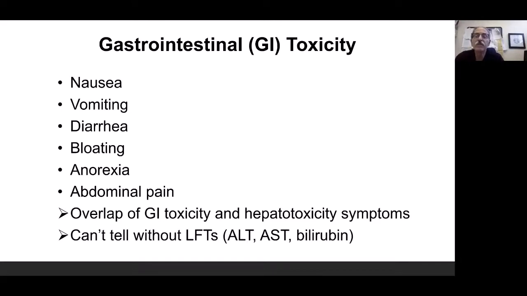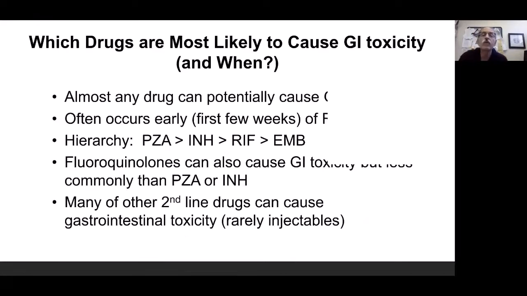Now, typically, bloating or diarrhea would be less likely as causes of hepatotoxicity, but nausea, vomiting, and even abdominal pain, and certainly anorexia, could be manifestations of hepatotoxicity. And which drugs are most likely to cause it and when? Well, as we already discussed, almost any drug can potentially cause GI toxicity. It often occurs early, within the first few weeks of treatment. People generally don't tolerate their medicines fine, and then all of a sudden start feeling sick every time they take them unless there's something more serious going on.